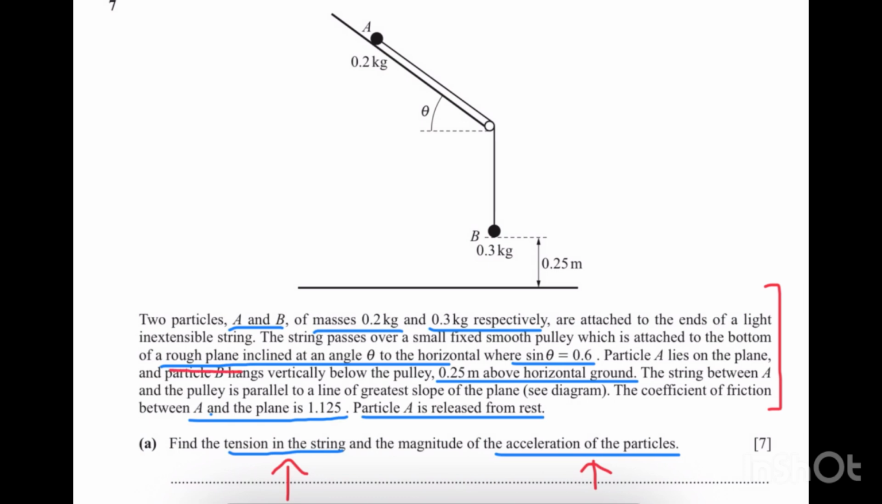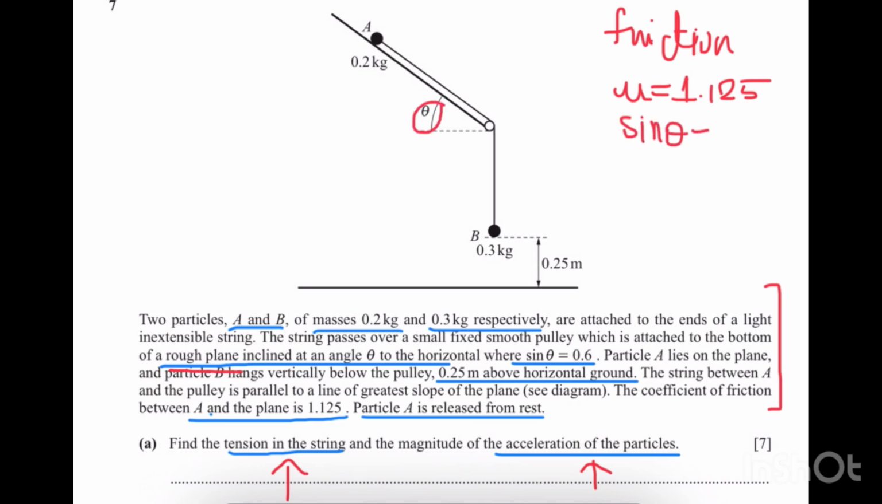That means that this plane over here where A is sitting, there is the presence of friction. And then additionally they have told us the coefficient of friction, which we write as mu, which is equal to 1.125. And then they have told us that sine theta, with this angle theta over here, is equal to 0.6. And then they have told us the initial speed of A, which was 0.